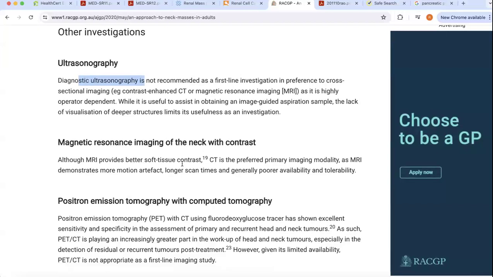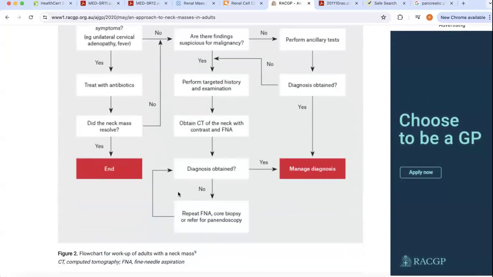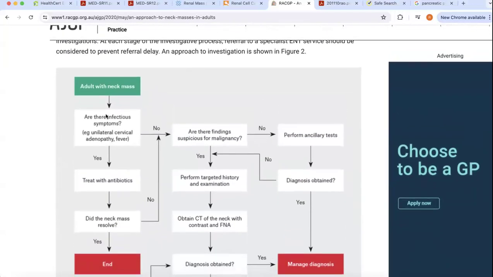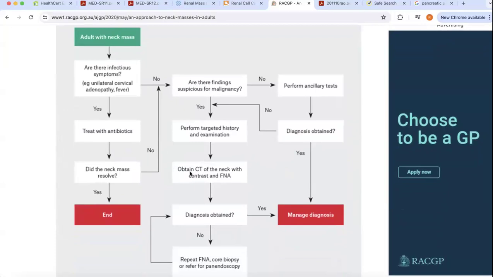What is more preferred, between MRI and CT? CT is the preferred one for this case. And lots of other things can be done. So this is a very good discussion over here, and you can definitely go through it. Okay, you can see that it says obtain CT with FNAC. So they said do both. If CT is suspicious, do an FNAC, like that. Okay.